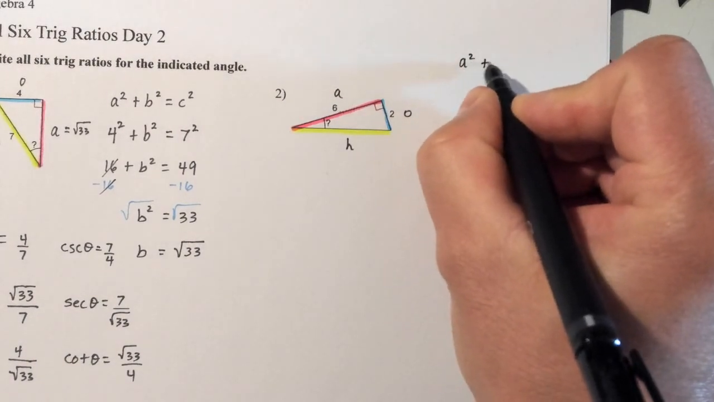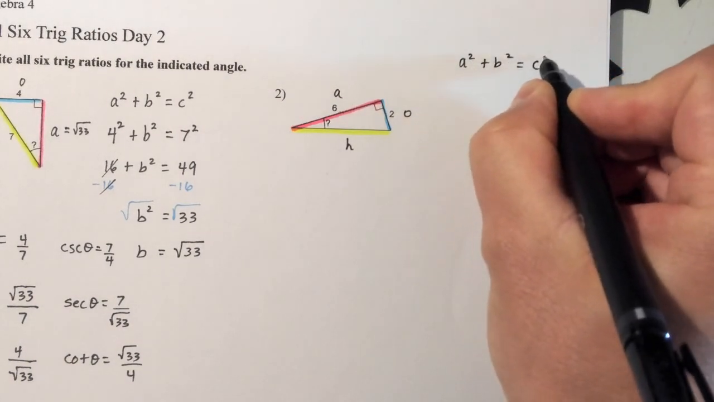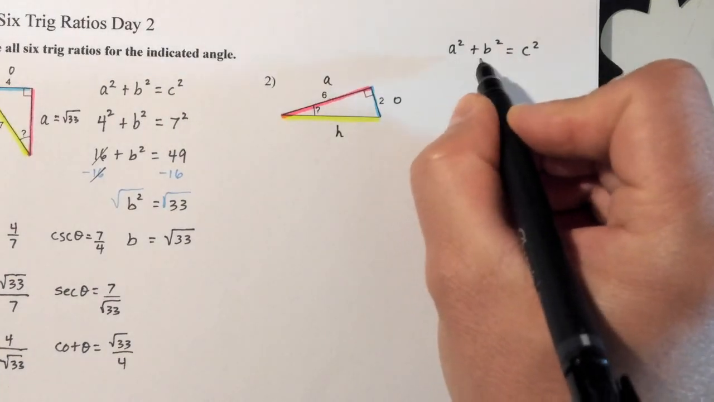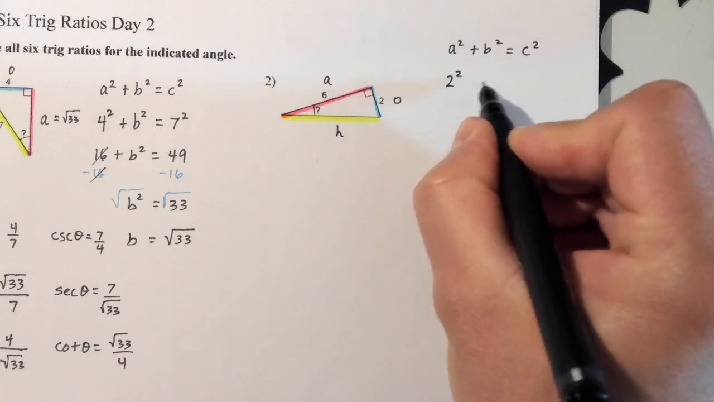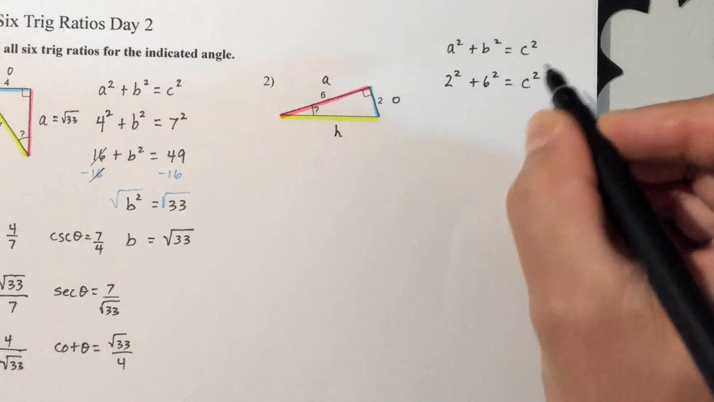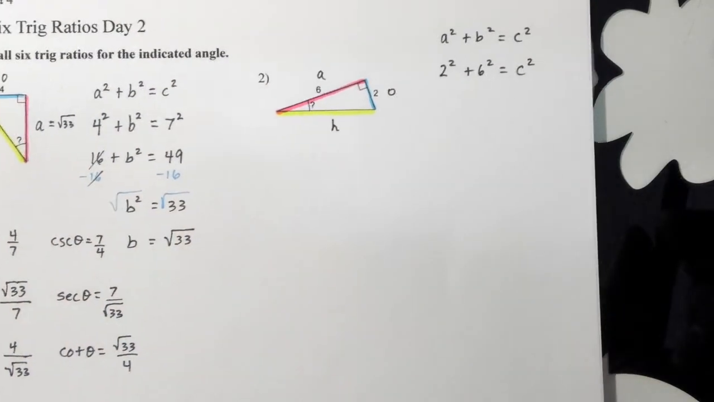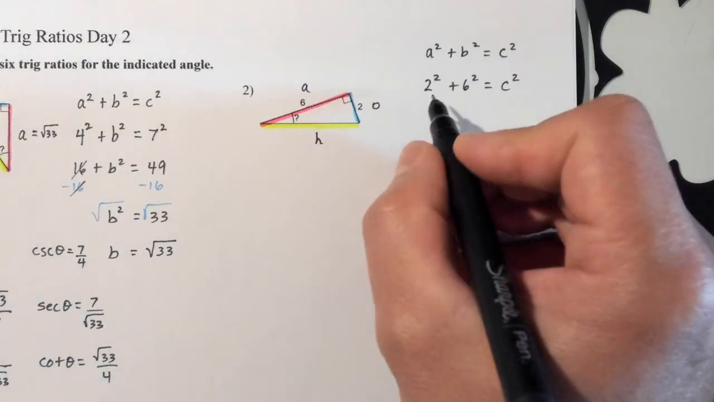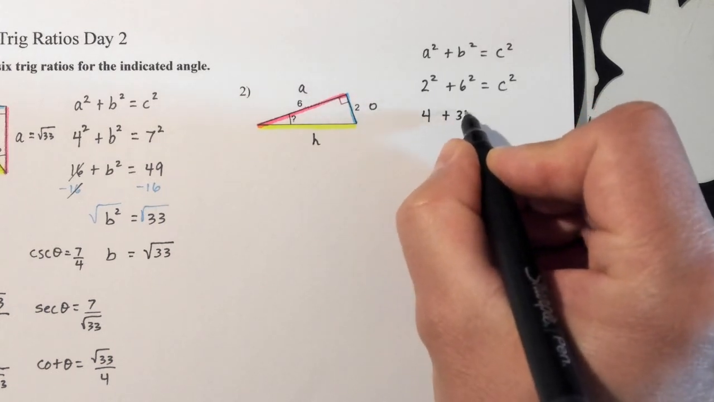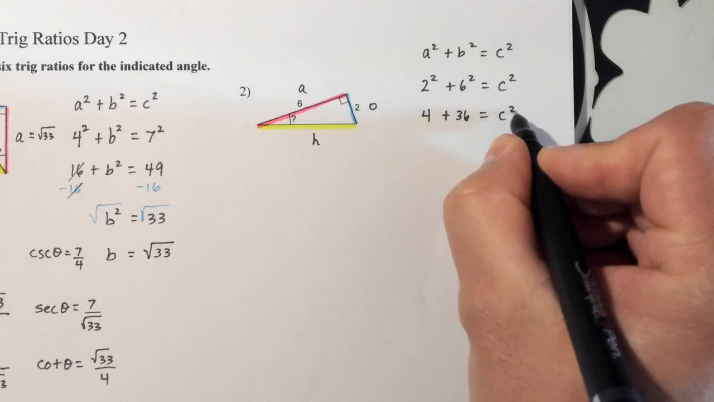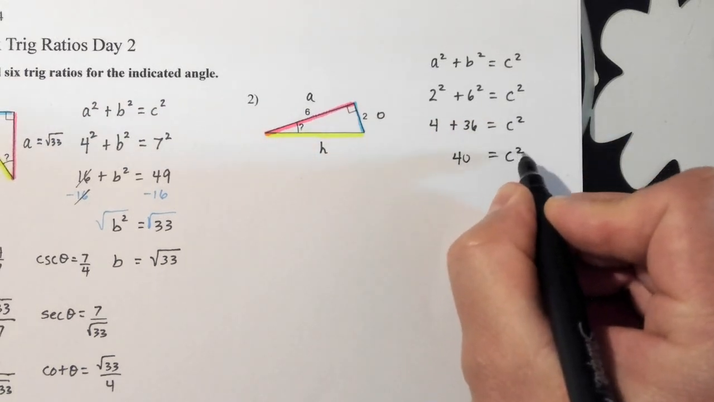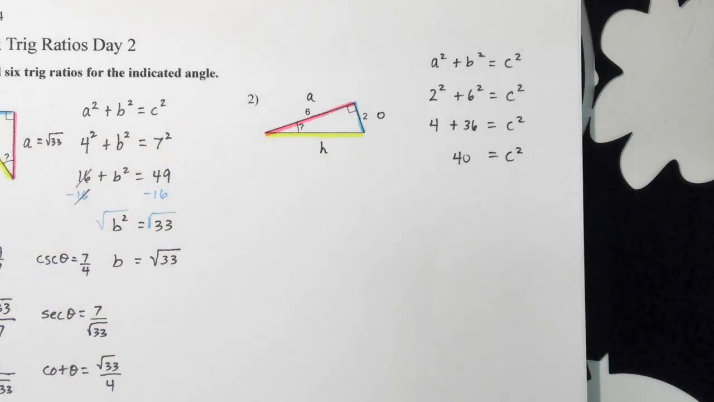A squared plus b squared equals c squared. I always go small, medium, large, so 2 squared plus 6 squared equals, we don't know the length of the hypotenuse. You could use c or h, whatever variable you want, technically. 2 squared is 4, 6 squared is 36, 4 plus 36 is 40, square root both sides.